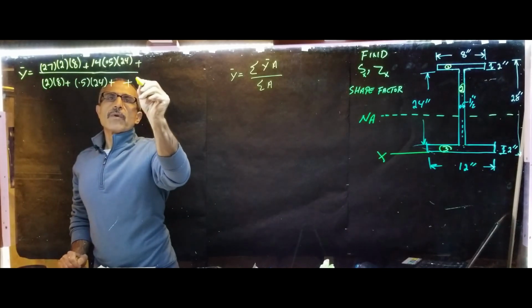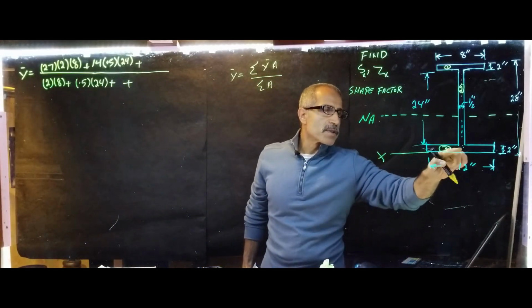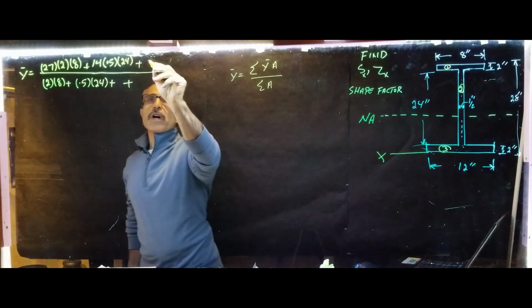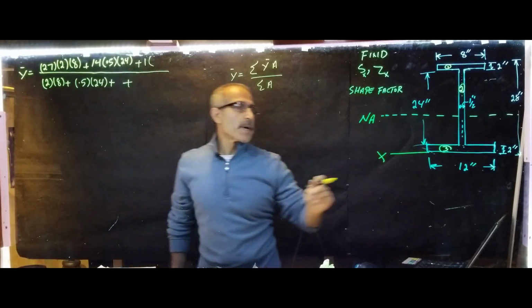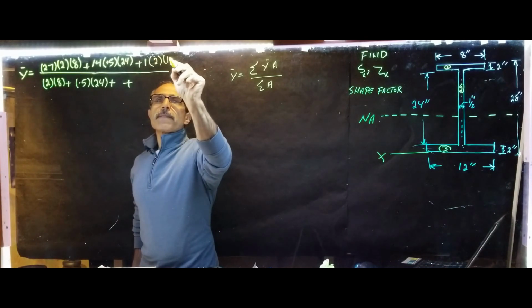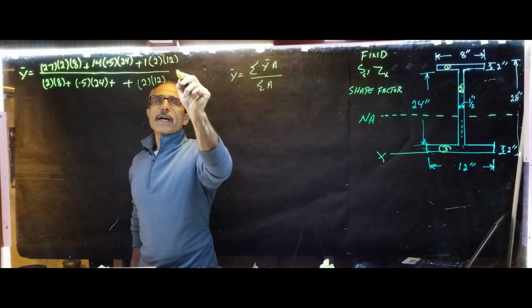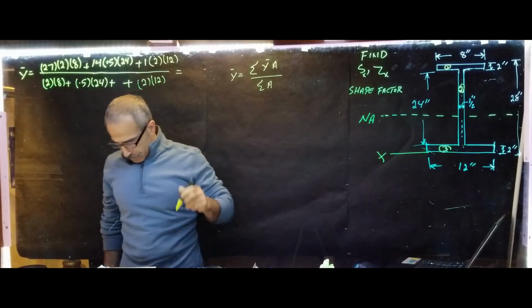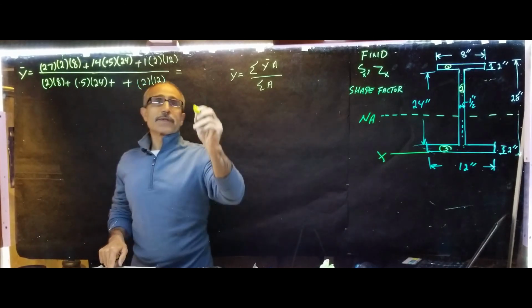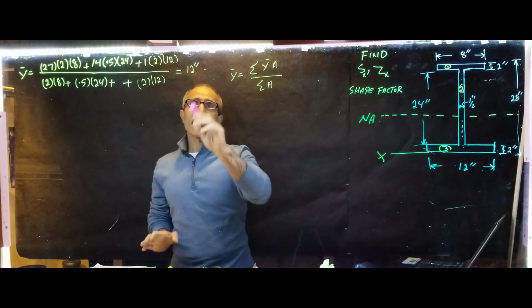We've got one more shape to go, hang in there. Shape number 3 is right here. The center of this shape is 1 inch from the x-axis, so my y bar is 1, multiplied by the area of shape number 3, which is 2 by 12. I already calculated it, and it should come out to 12 inches.